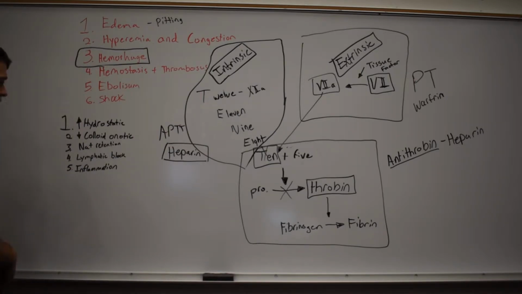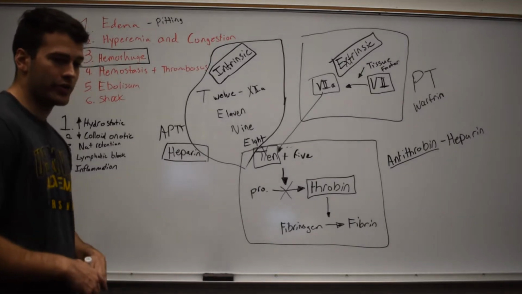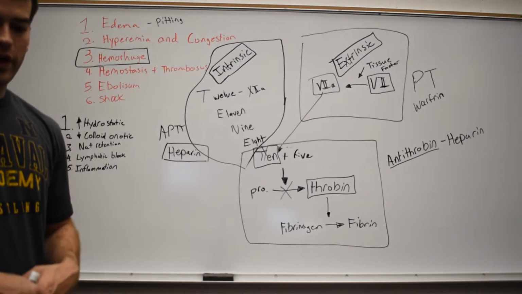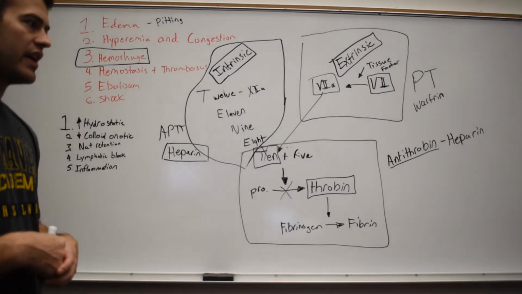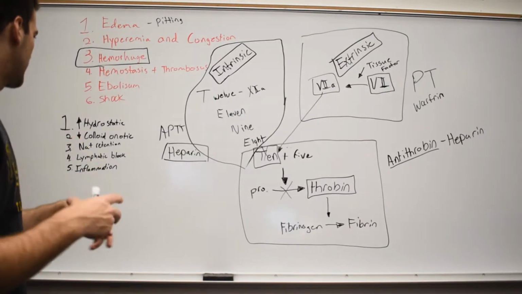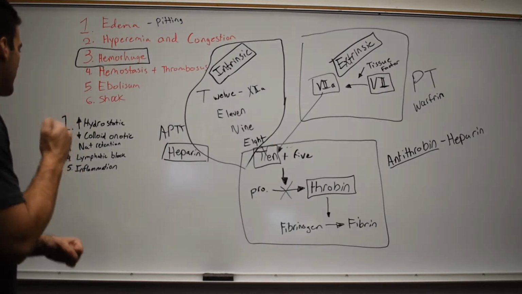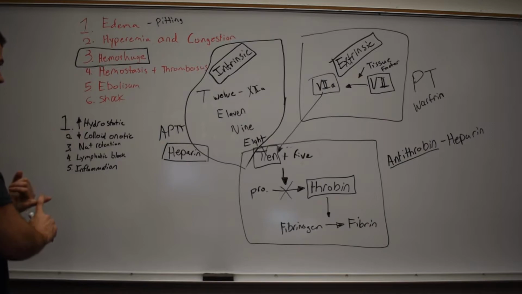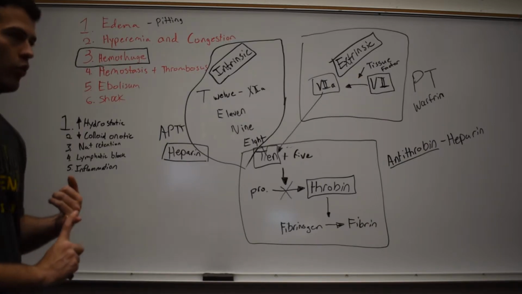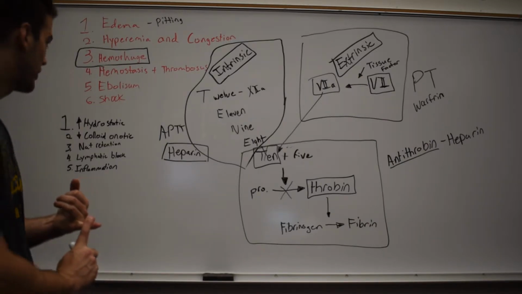You can also have a decrease in colloid oncotic pressure to cause edema. So colloid oncotic pressure is the other big mechanism, and let me think of a good way to explain this. Colloid oncotic is the osmosis gradient, or the concentration gradient of water in a tissue.